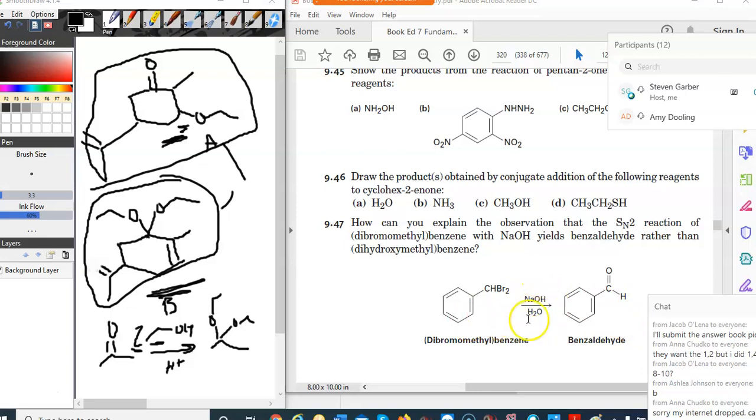Okay, so like water is just a solvent. Ignore the water. Hydroxide. And I'll give you a hint. You need 2 equivalents of this hydroxide. All right, 2 equivalents of the hydroxide. They don't really say it in here, but this question is basically saying you know what an SN2 reaction is, and you know what obviously an aldehyde is. See if you can figure out what the mechanism of this is.